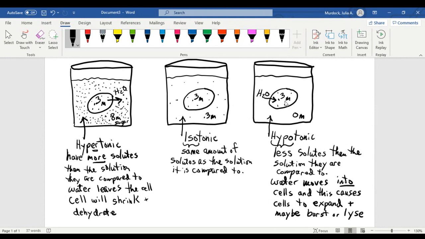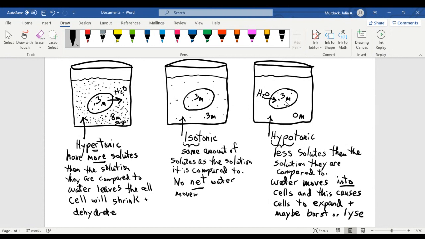So the isotonic one in the middle. So let me ask you this. Is the water going to move at all? What do you think? Maybe from the seventh grade you might remember. No, they said no. No okay. Beautiful. So there's no net movement. You're correct. No net water movement.